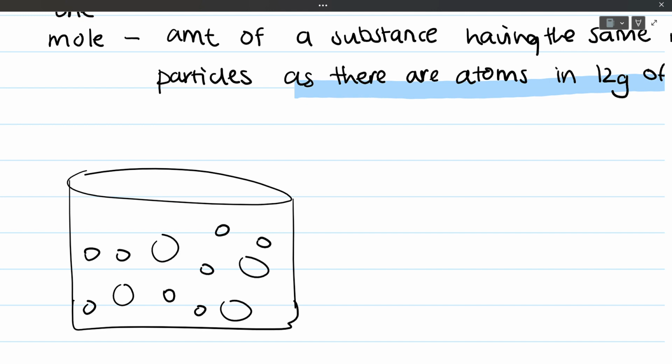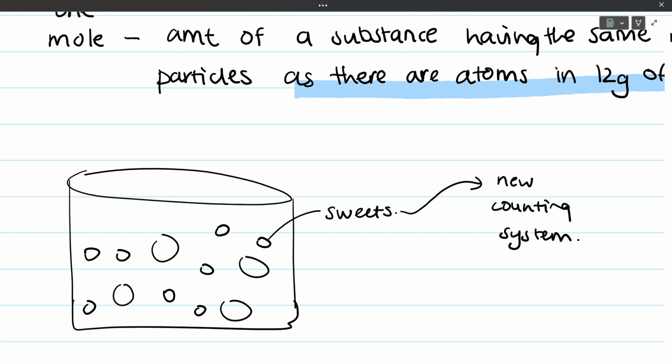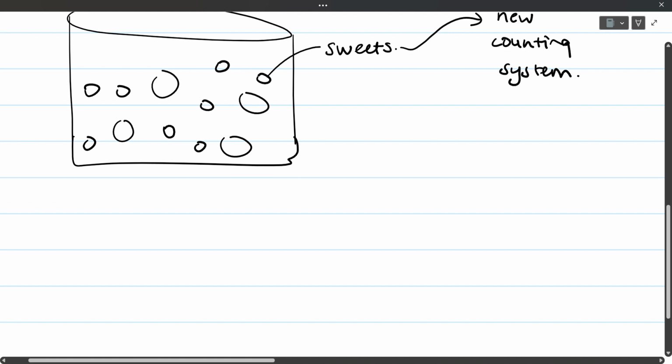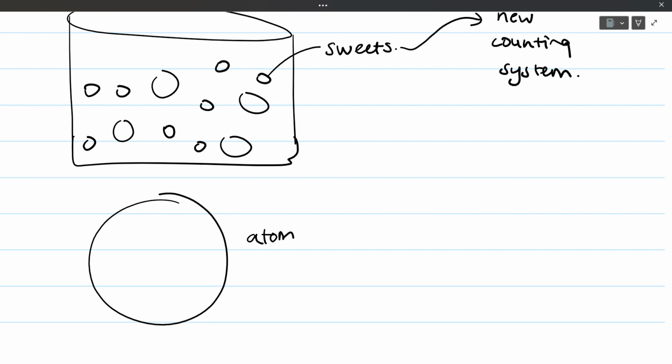So what the scientists did is they came up with a special way to measure the number of sweets or any other tiny particles. Let's pretend the sweets are what we want to measure, but because there are so many, we don't want to measure them one by one. So we need to come up with a new counting system. This is exactly what scientists have done for atoms. If you think about this big bag of sweets, that's a similar thing to an atom. We know that atoms are very small.